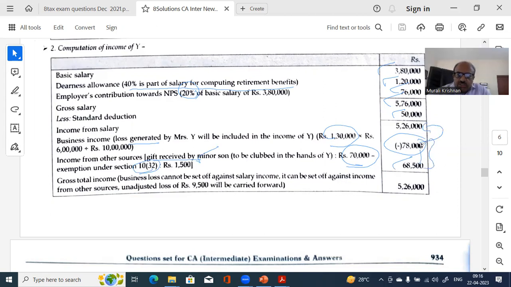Therefore, the net is how much? 78 minus this is only 9,500. That will be carried forward. Further loss is there; business loss will be carried forward. So what you're left with is only this. Gross total income is only 5,25,000, and business loss cannot be set off with salary, and the unadjusted amount is 9,500. Not over, because some deductions are also there.